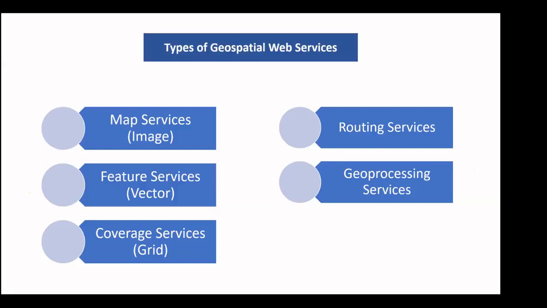Next are two different advanced services. Routing services, which everybody knows Google or ESRI uses, are how we find the path between two locations. That all comes through the routing services. And then finally, there are geoprocessing services.